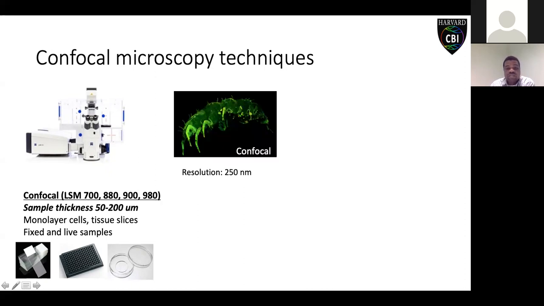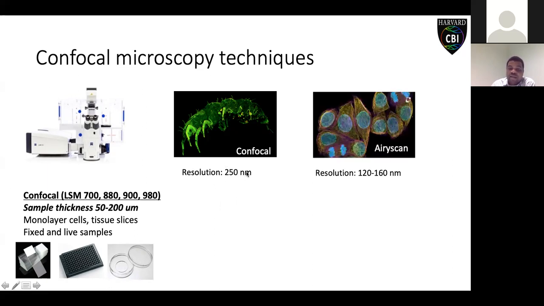So here are some examples of images that have been acquired using these microscopes. So we have the confocal mode, which again, the resolution is about 250 nanometers. And then there is the Airyscan, which can distinguish objects that are even closer than the 250 nanometers. And I will discuss this in detail later on.